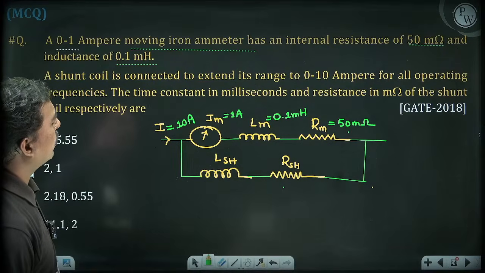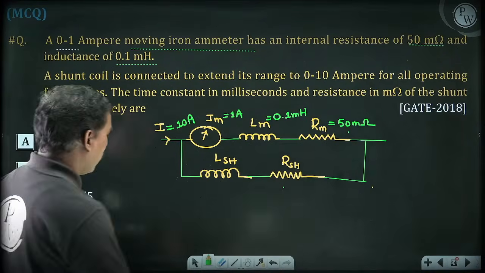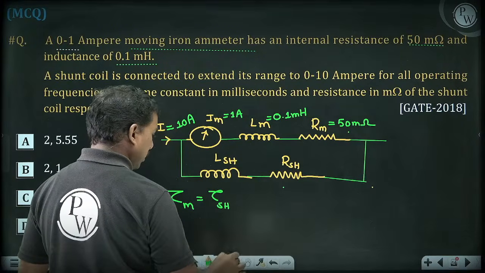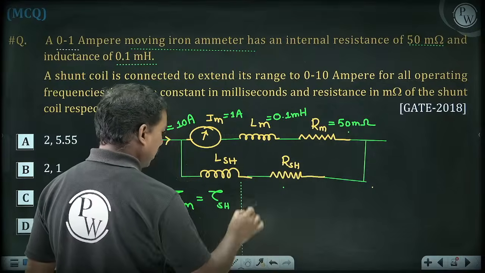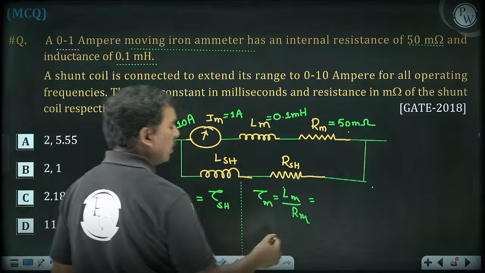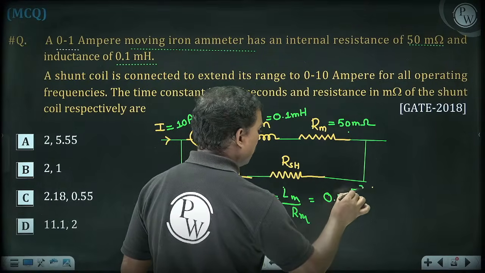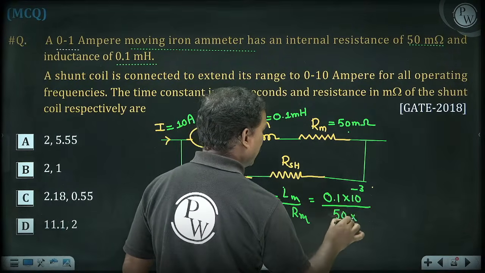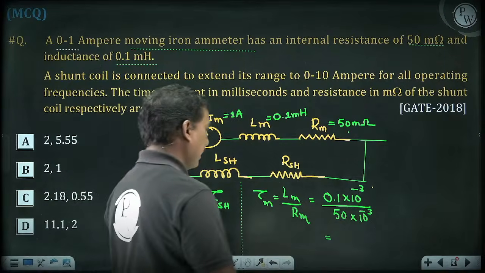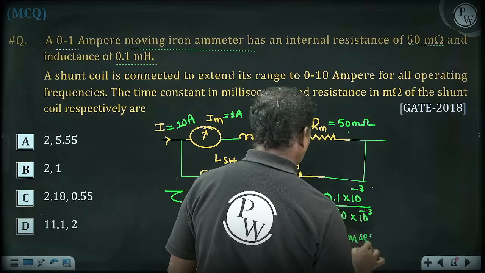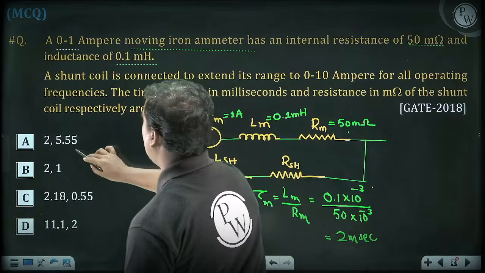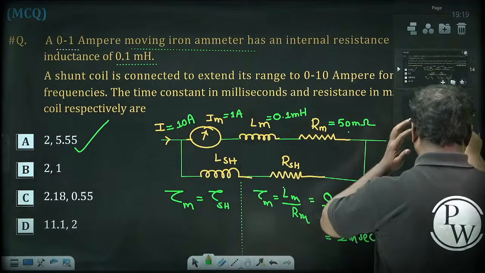Next question is asking the time constant. We can take the time constant of the meter equal to the time constant of the shunt. So from this we can take it like this. Time constant of the meter I can take as Lm by Rm. Lm is equal to 0.1 millihenry, 10 power minus 3, and Rm is equal to 50 into 10 power minus 3. So 1 by 500, 1 by 5 means 0.2, that means 2 milliseconds. So the right answer is 2 milliseconds and 5.55 milliohms. So option A is the right answer. Okay, so let us go for the next question.